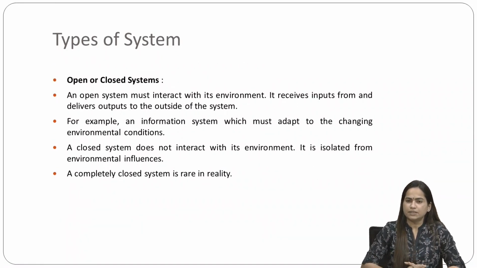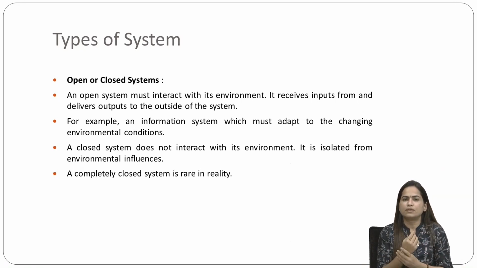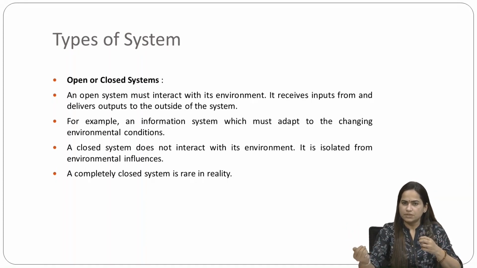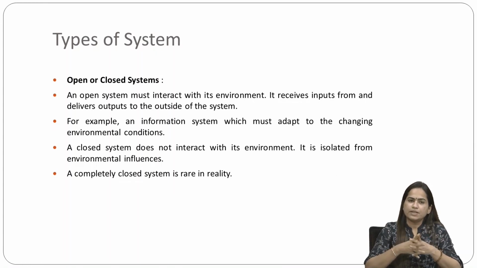After that we have another type, that is open or closed system. Now in open or closed system, what do we have? An open system must interact with its environment. It receives inputs from and delivers output to the outside of the system. For example, we can say an information system which must adapt to the changing environmental conditions.